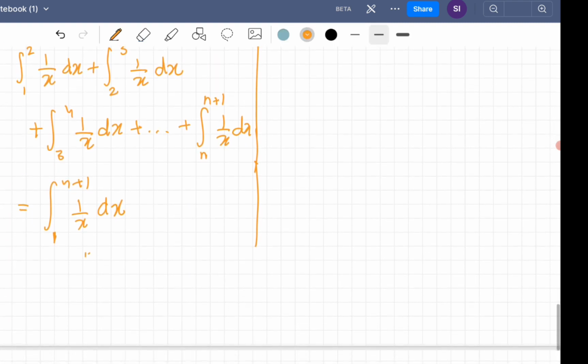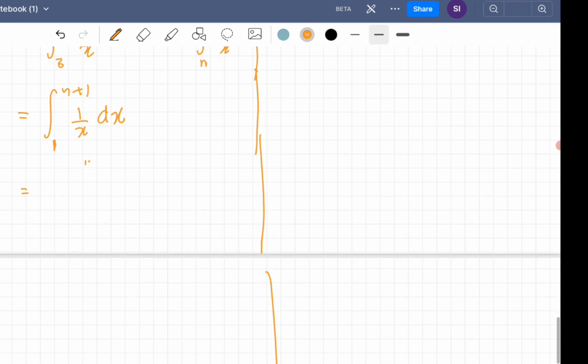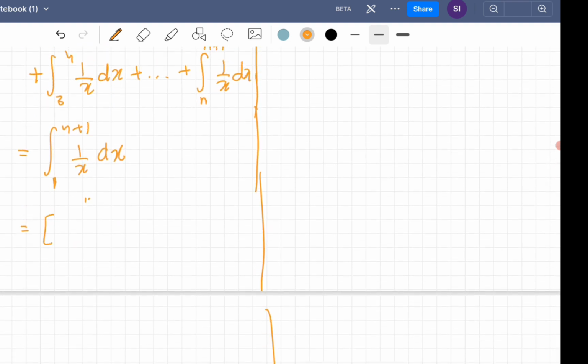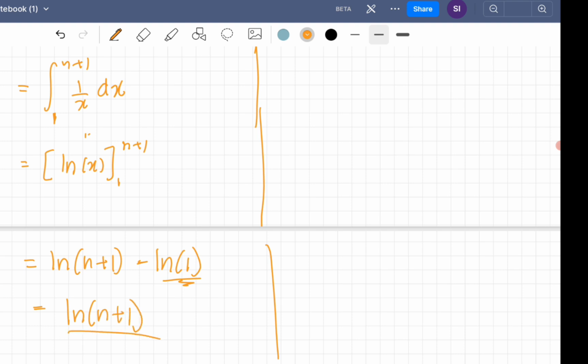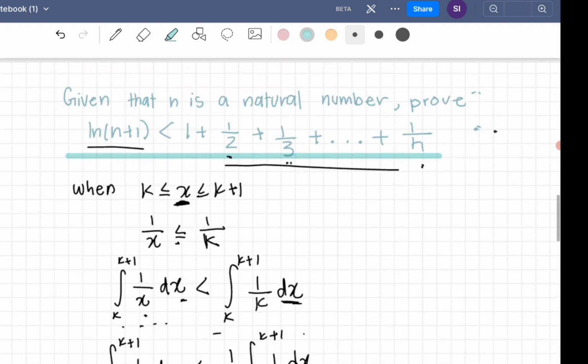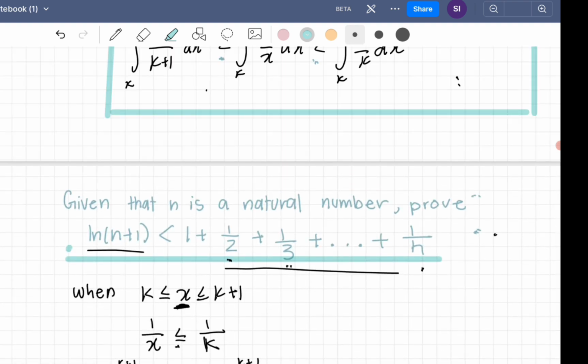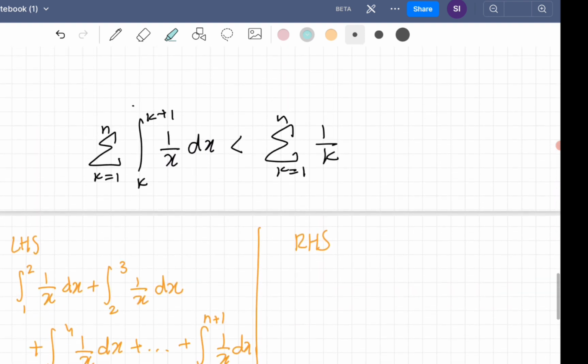And now let's solve this. So we get the integral of 1 over x, which is the natural log of x, from 1 to n plus 1, equals the natural log of n plus 1 minus the natural log of 1. The natural log of 1 is simply 0, so we just get the natural log of n plus 1. And that's it. We solved the left-hand side. This is going to be an important part. And we see that the left-hand side that we solved for is, in fact, the left-hand side in the question. So we're getting somewhere.